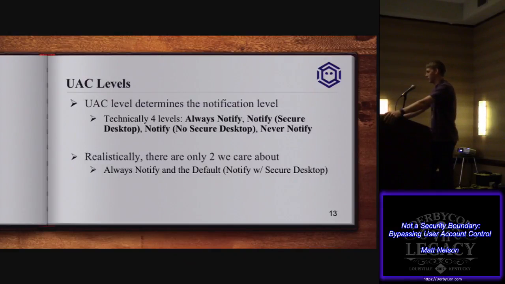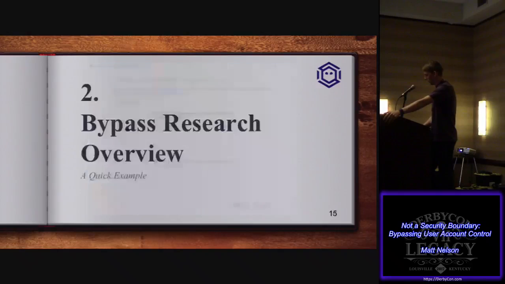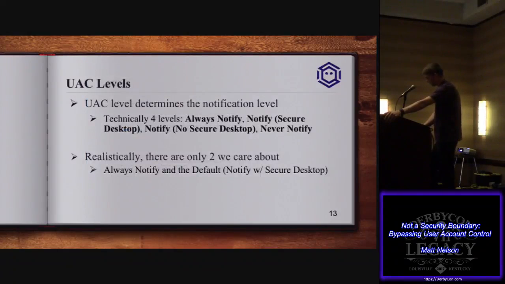So there are various UAC levels. I'm sure a lot of you are pretty familiar with them, right? You've got always notify, which to most people, for whatever reason, means that they're completely okay with their user being in the local administrator group if this is set. You've got notify with secure desktop, notify with no secure desktop, and then never notify. The default is going to be notify, that middle one there. All the way at the top is always notify, and then all the way at the bottom is never notify. Again, default is notify.